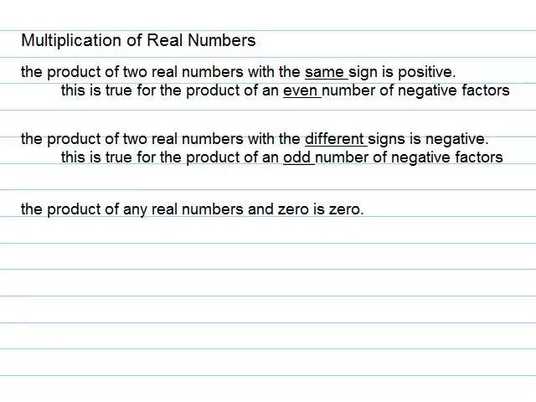But the product of two real numbers with different signs is negative. This is true for the product of an odd number of negative factors. We'll see examples of this also.